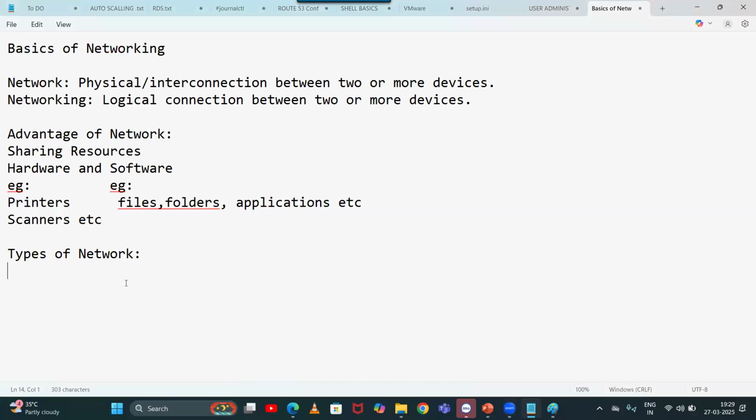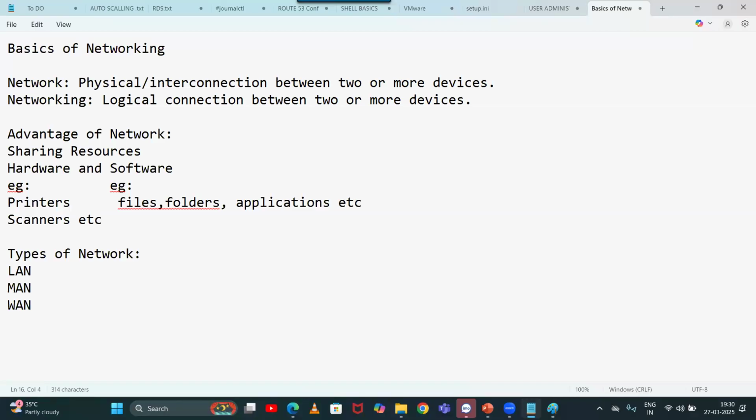Okay, types of network. Any idea? LAN, MAN, WAN: local area network, metropolitan area network, and wide area network. There are three types of network. Even we have campus area network and home area network, which come under LAN only. So there are three types of networks: local area network, metropolitan area network, and wide area network.